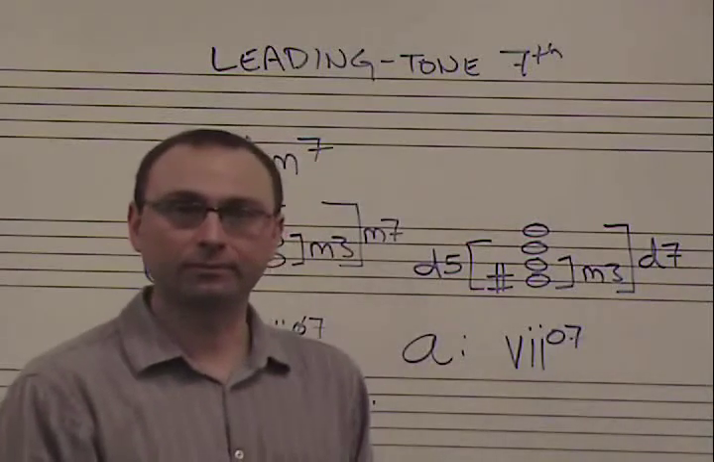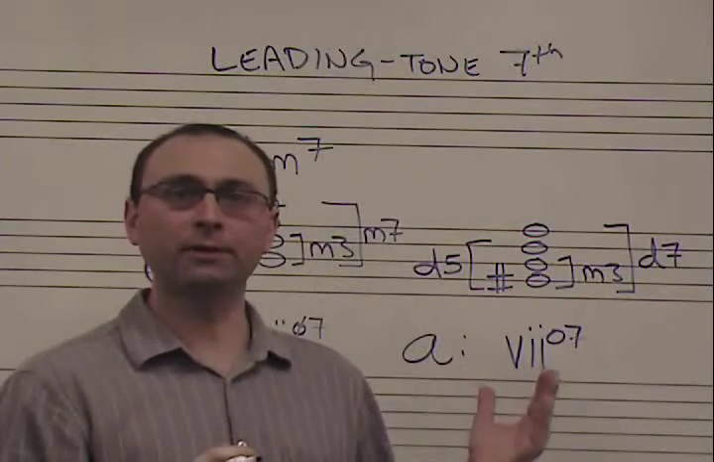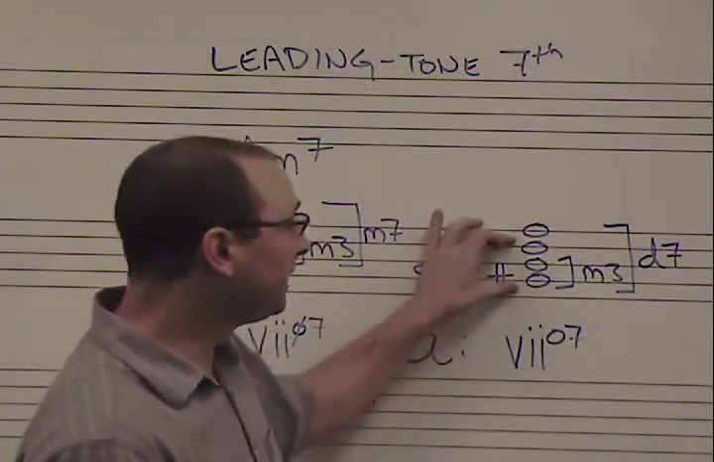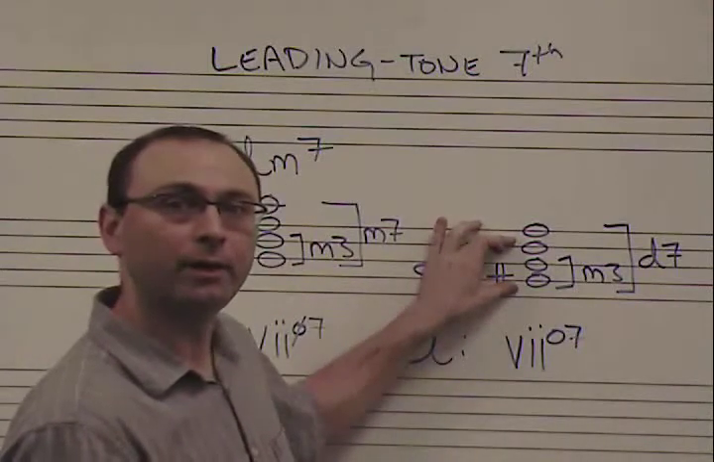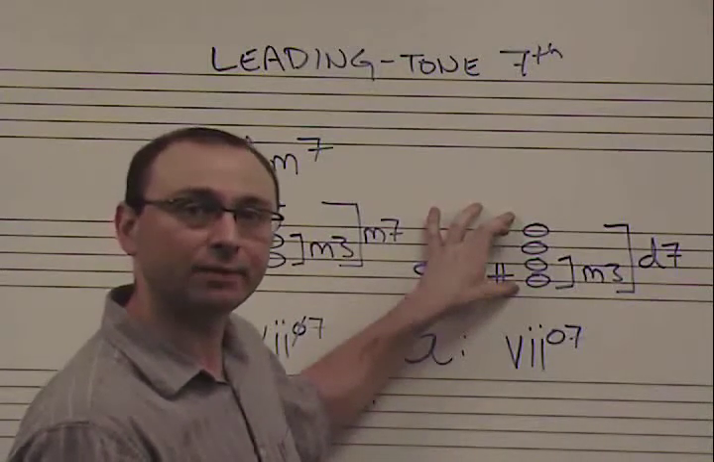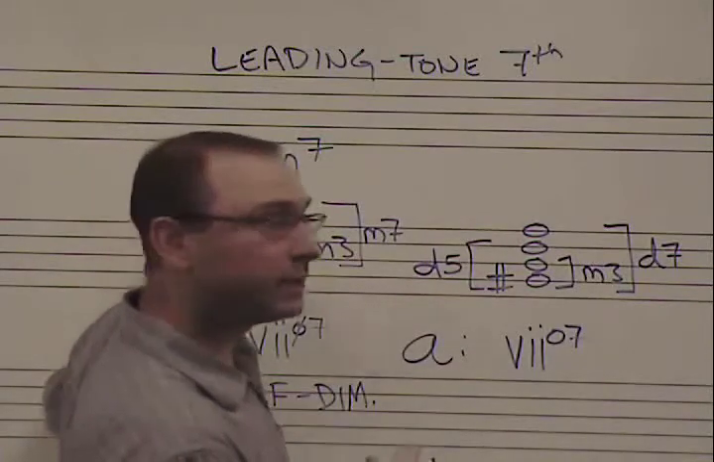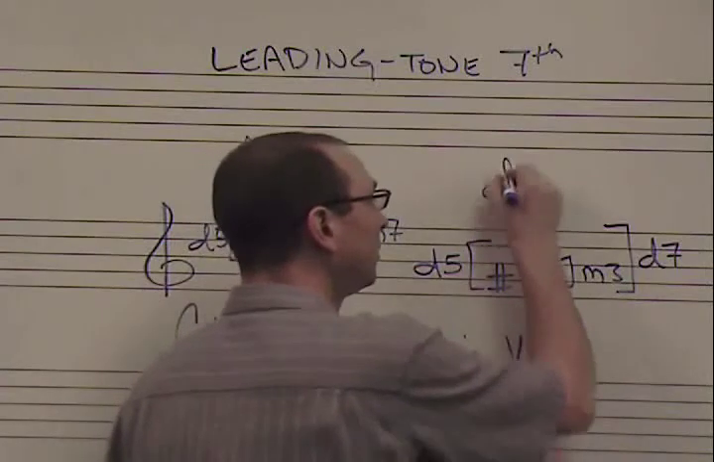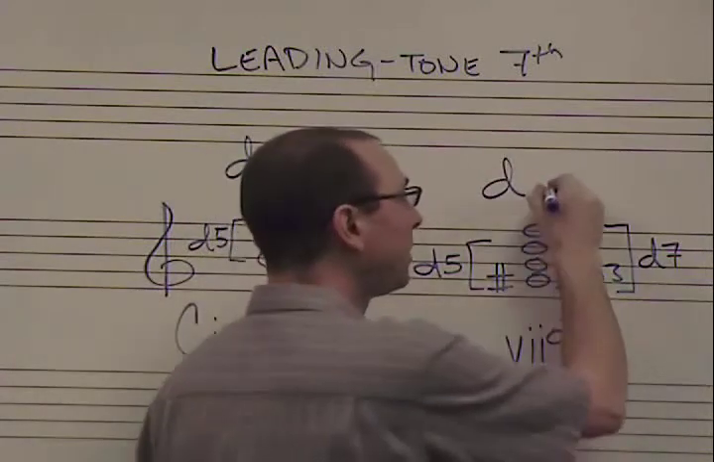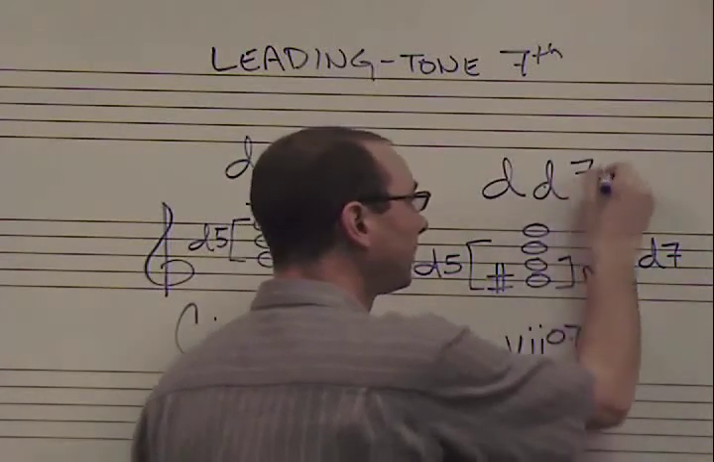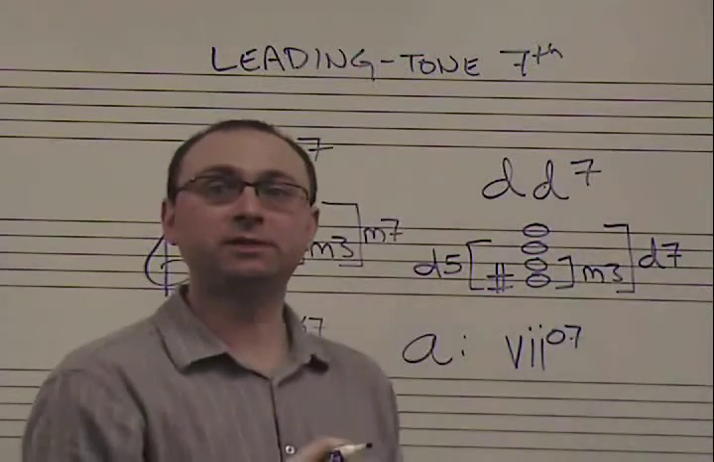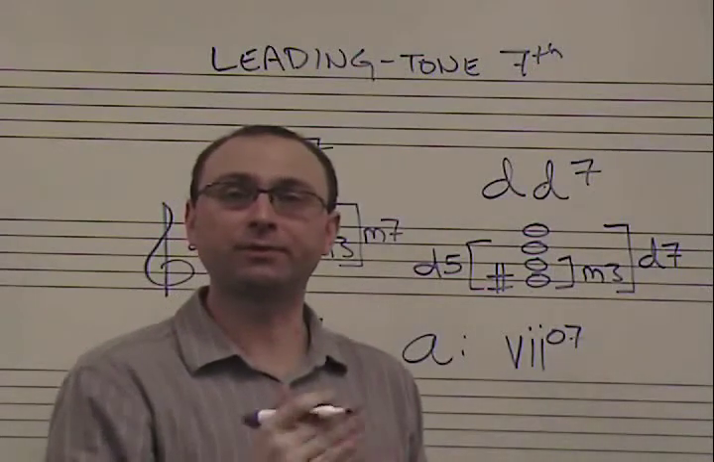Diminished seventh. This chord not only has a diminished triad component, but it also has a diminished seventh. As with major keys, we use that to describe the quality of the chord. We say diminished diminished seventh, or double diminished seventh.